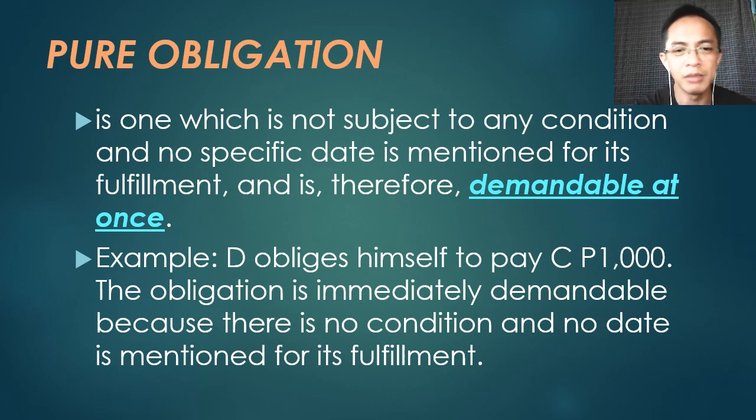Example, D obliges himself to pay C 1,000. Okay? So the obligation here is immediately demandable because there is no condition. There is no date mentioned for its fulfillment. So in this example, okay, C can now demand that D give him the 1,000 pesos. So that is a pure obligation.